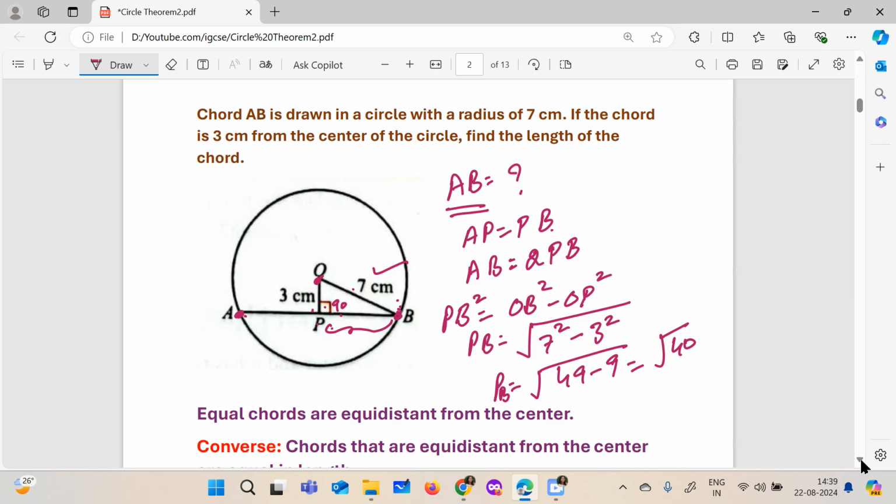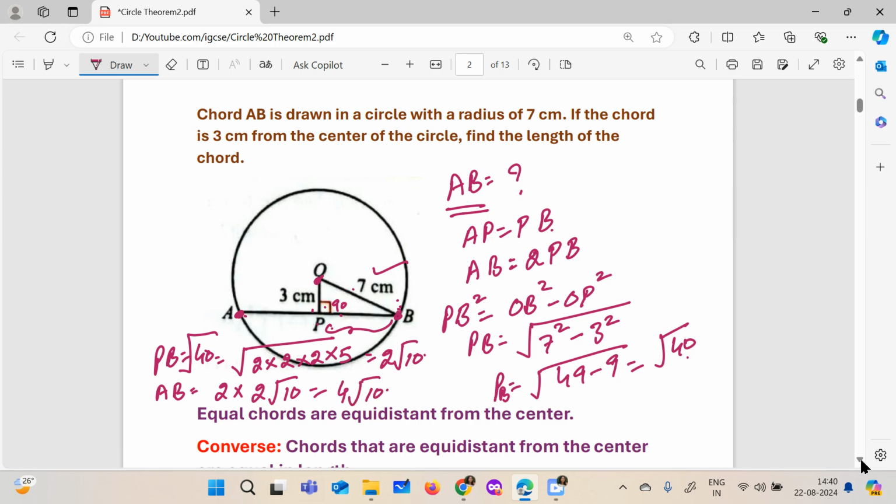Okay, so root 40, and then AB will be double of root 40. Since PB is equal to root 40, we can simplify this, right? So how can you simplify this? 2 times 2 times 2 times 5, that will be 2 root 10, and then we can double it. So AB is equal to 2 times 2 root 10, and that will be 4 root 10. I hope this is clear.